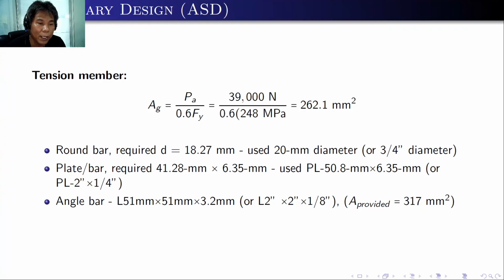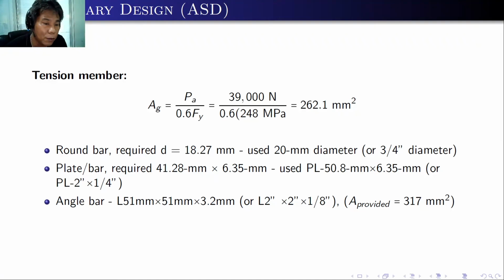You have different options. So we can use the round bar. So since this is an area, you can compute for the minimum D. The minimum dimension of the round bar, or diameter, is 18.27 millimeter. We don't have 18.27 millimeter bar, so we can go directly to the standard, which is 20 millimeter diameter, or 3/4 of an inch in diameter.